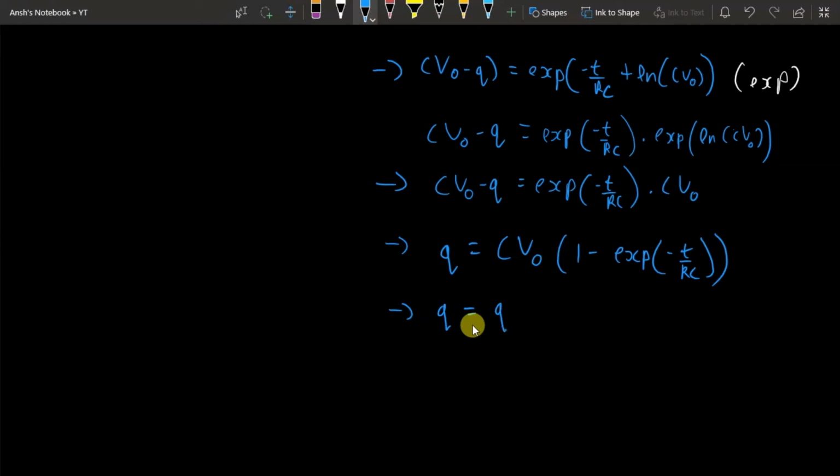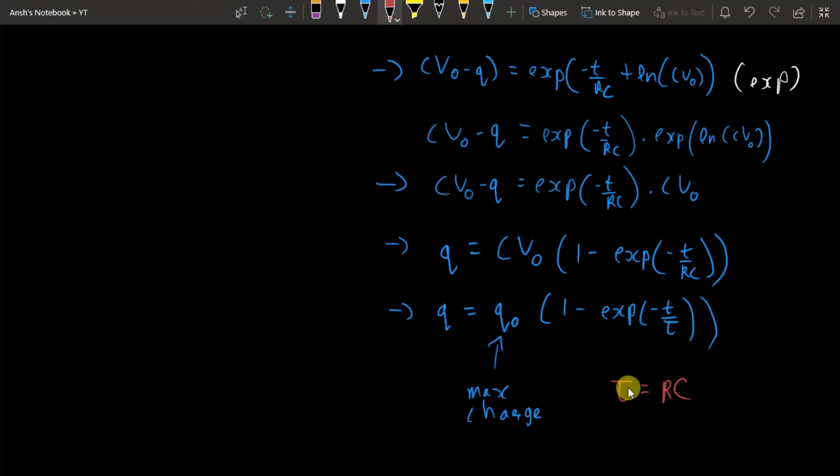So Q is equal to Q naught, where Q naught is the maximum charge that can be stored in the circuit, and for this term we'll write it in the form of 1 minus exponential of minus T over tau. And here tau is equal to RC, and this tau is the time constant for our RC circuit, and the time constant tells us how fast the charge will rise in the circuit. And let's remember that the time constant depends on the product of resistance and the capacitor.